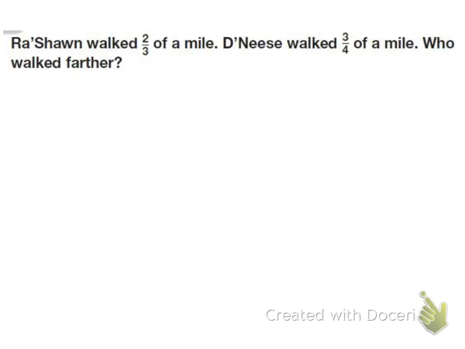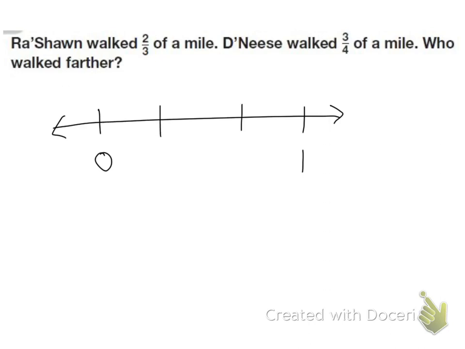All right, next we have this problem. Rashawn walked 2/3 of a mile. Denise walked 3/4 of a mile. Who walked farther? Here we can show 2 number lines. I'm going to draw 2 number lines. The first one I'm going to break up into thirds. So I have 3 spaces, and this is 2/3.